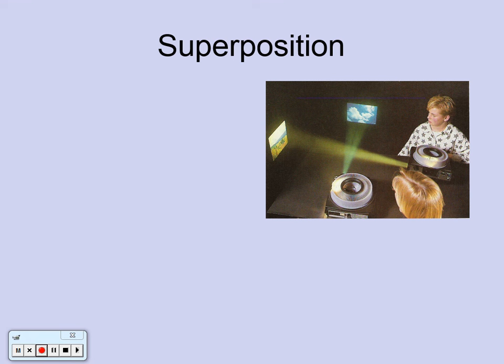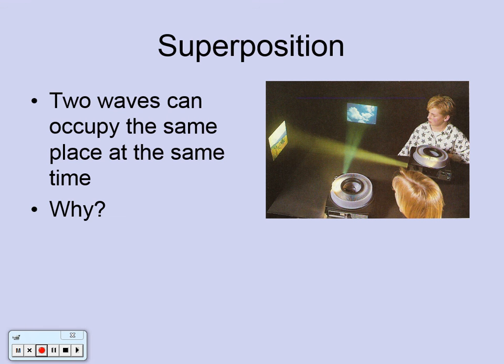The two picture projections pass through each other on the way to their screens. But do they affect each other? No. They don't, right? Superposition means that two waves can occupy the same place at the same time. Why can two waves occupy the same place at the same time?